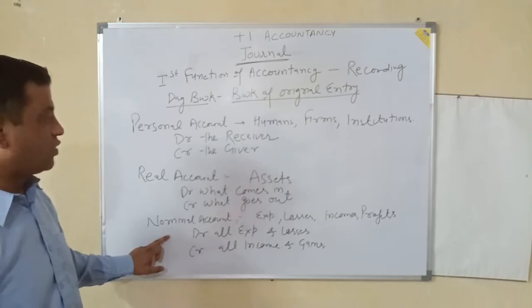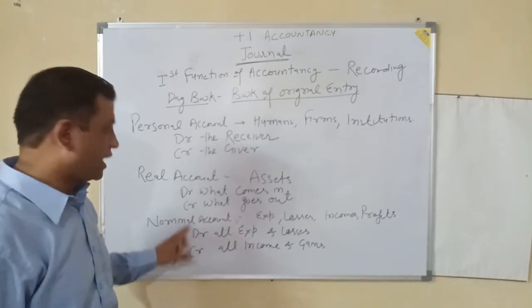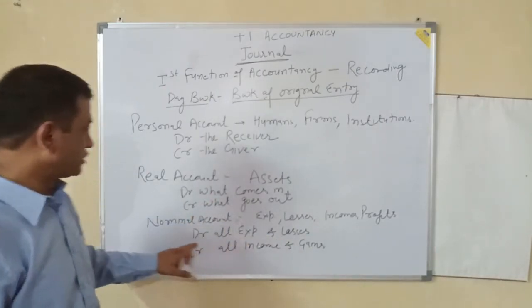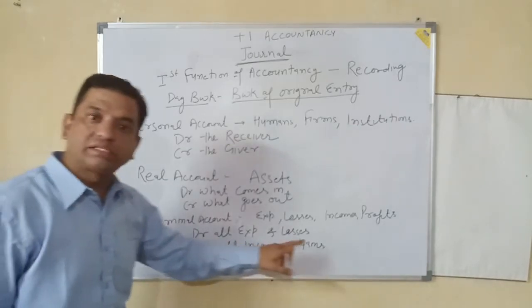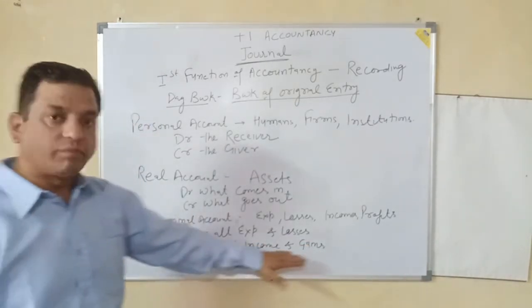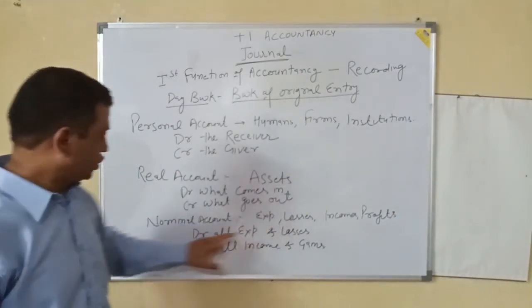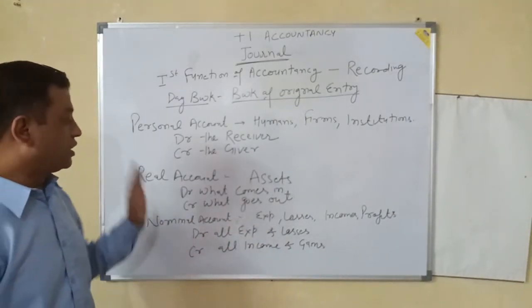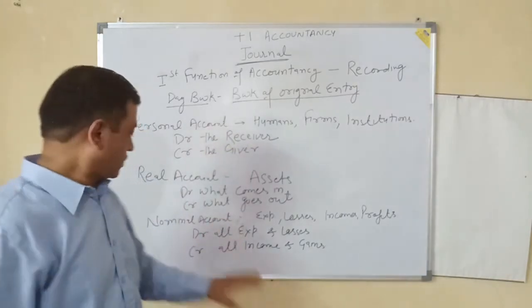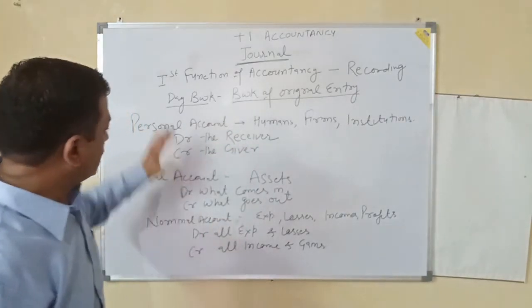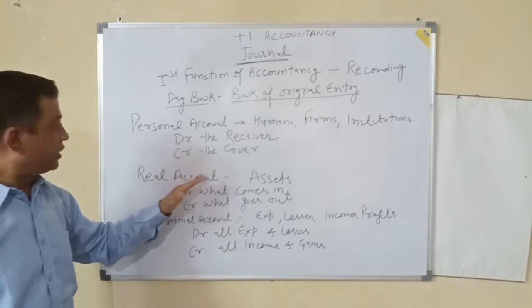In nominal account, if you find any expense or any loss, you will debit, because the rule is debit all expenses and losses, credit all incomes and gains. If there is any expense or loss, you have to debit that. If there is any income or any gain, then you have to credit that. So these are the three golden rules.